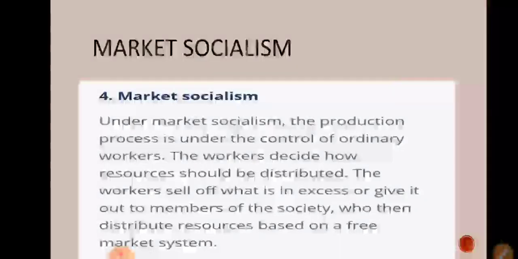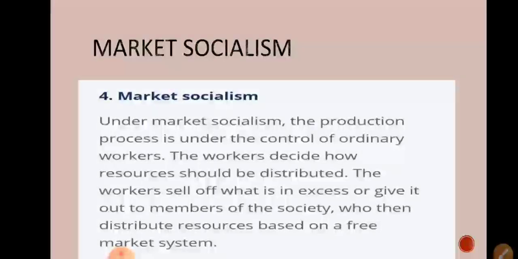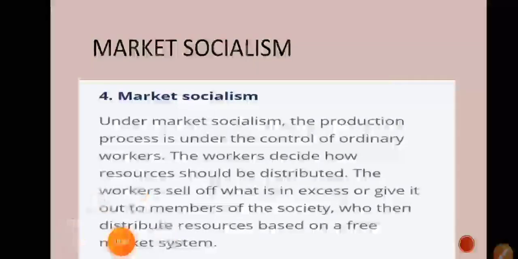The next is market socialism. Under market socialism, the production process is under the control of ordinary workers, the workers themselves. The workers are going to decide how the resources are going to be distributed equally. The workers sell off what is extra, or give it out to members of the society, who then distribute resources based on a free market system. Okay children, so we will move forward.